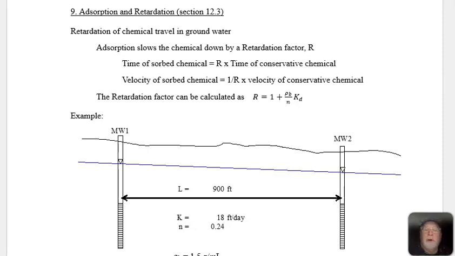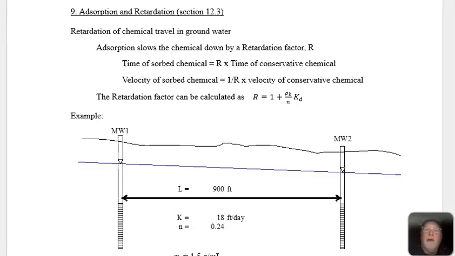The next transport and fate process we'll discuss is retardation, which happens because of adsorption of chemical to the soil. I'll use the terms adsorption and sorption interchangeably. So the chemical sticks to the soil but comes back off. What happens is that the chemical is slowed down in its transport.